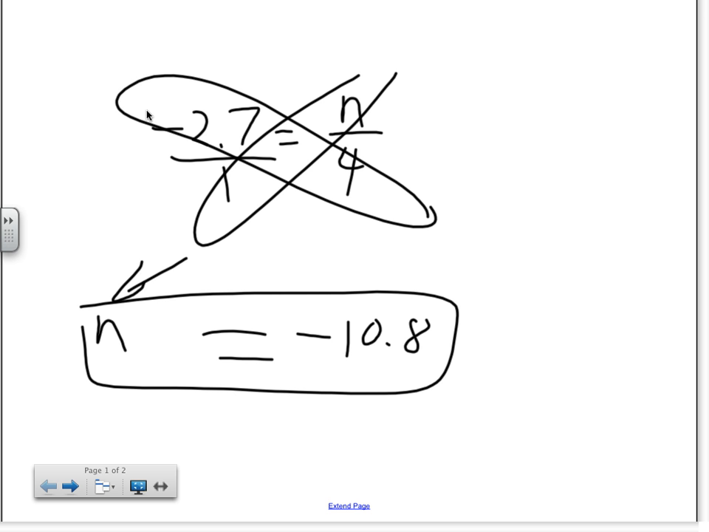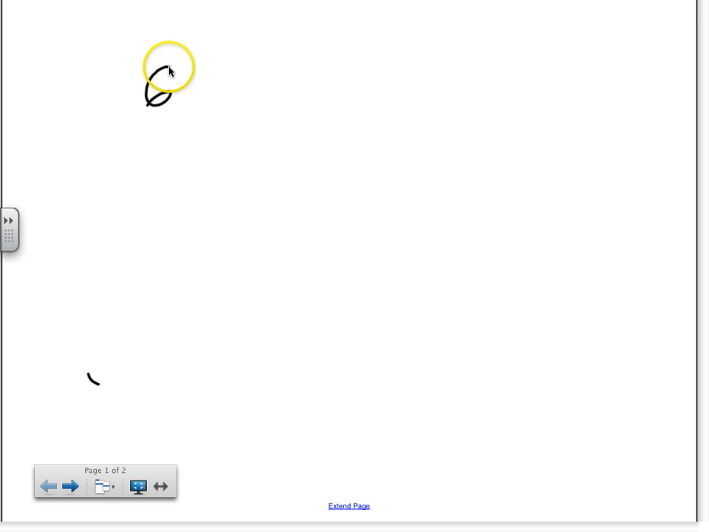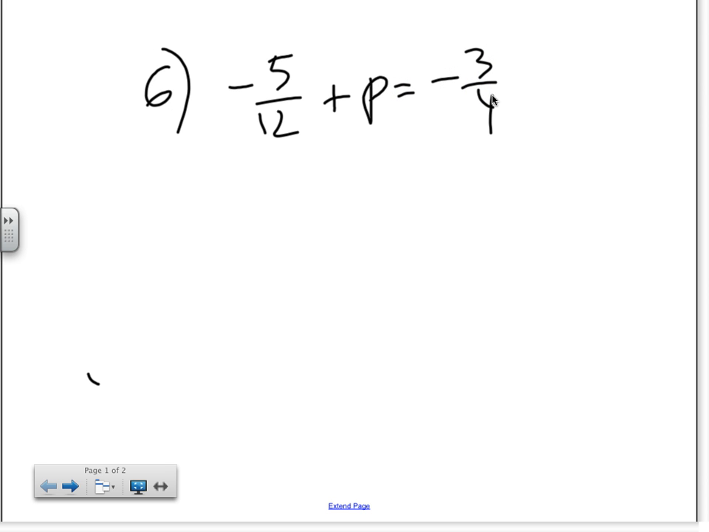Take a look at number 6. I have negative 5 over 12 plus p equals negative 3 over 4. You can do LCD. How do we do this problem? LCD. What is the LCD here? 12. Very good.